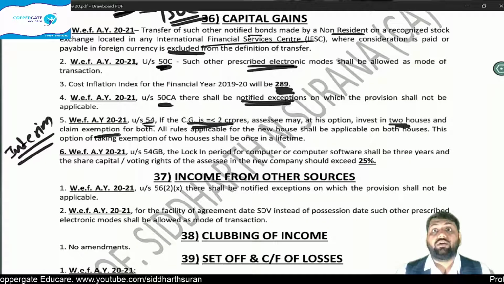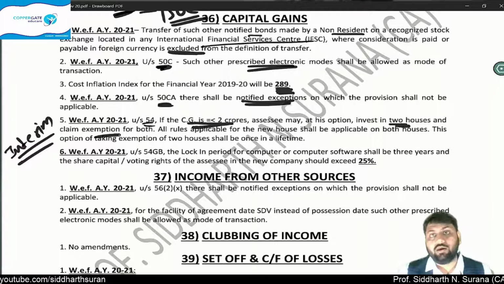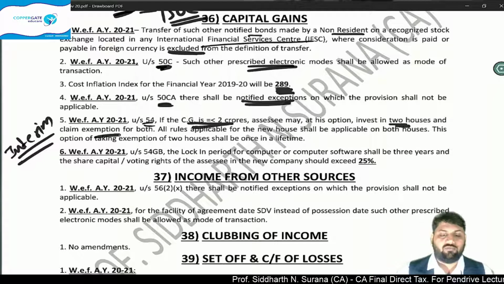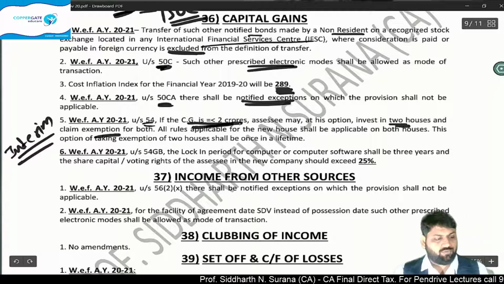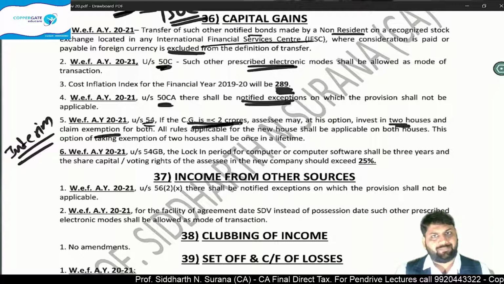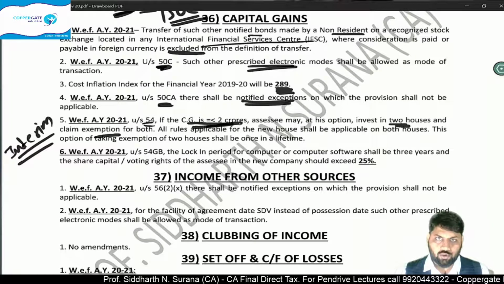That means till now under section 54, exemption was available only for one house. Now exemption will be available for 2 houses. Till now exemption was available only for one house. Now we will give you exemption for 2 houses. But what is the condition? Your capital gain should be up to rupees 2 crore. This benefit will be available only if your capital gain is up to rupees 2 crore.